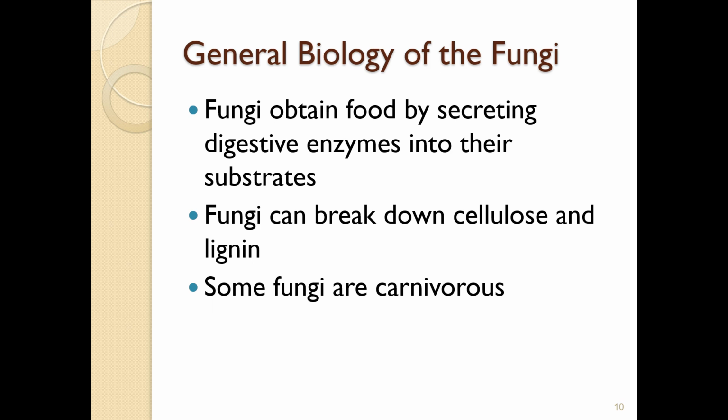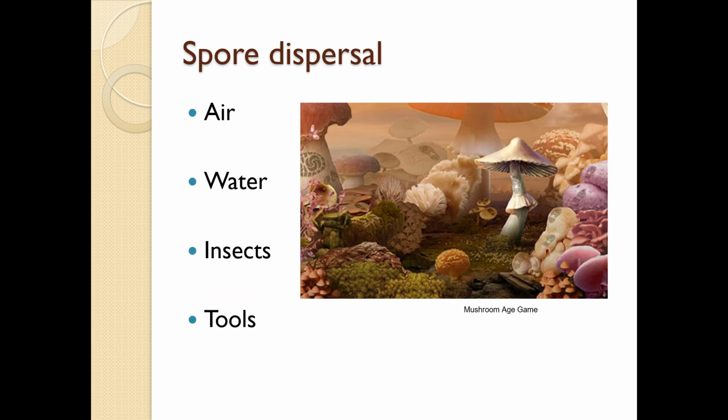So what they do is they obtain food by secreting enzymes into their substrates, and they can actually break down cellulose and lignin. Lignin is what makes wood hard, so they're pretty tough. And then some fungi are actually carnivorous, and they actually are beneficial in your soil. They're spread through air, water, insects, and tools.